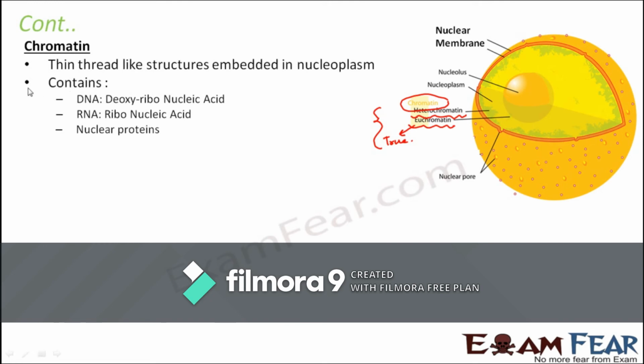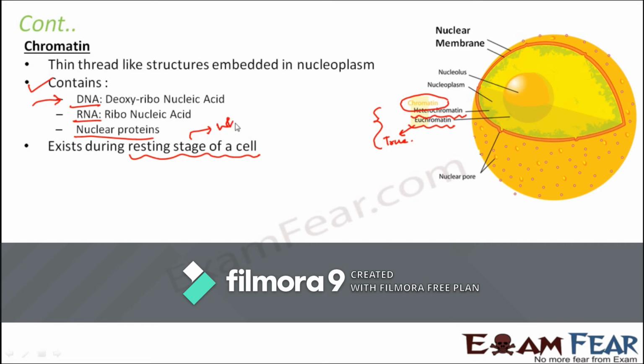Now chromatin, what is it made up of? It contains DNA, RNA and nuclear proteins. And for most of the animals, DNA is the genetic material. This chromatin exists during the resting stage of a cell. So what do we mean by resting stage? Resting stage is that stage of a cell when the cell is not dividing to form new cells. So these chromatin will be present only during the resting stage. As soon as the cell starts to divide, during the dividing stage, the chromatin will get transformed into chromosomes.